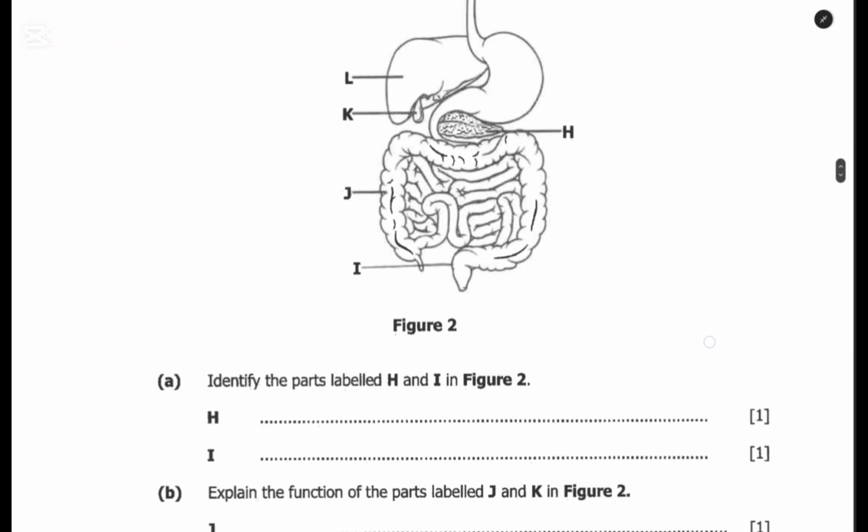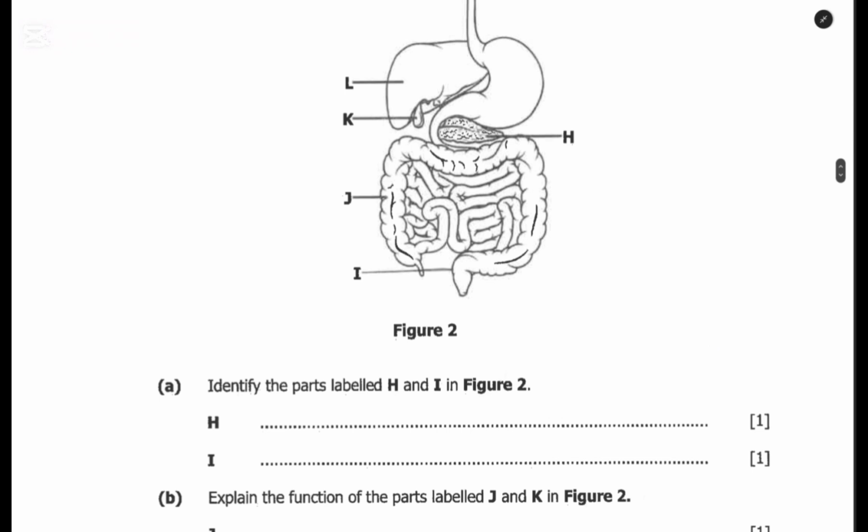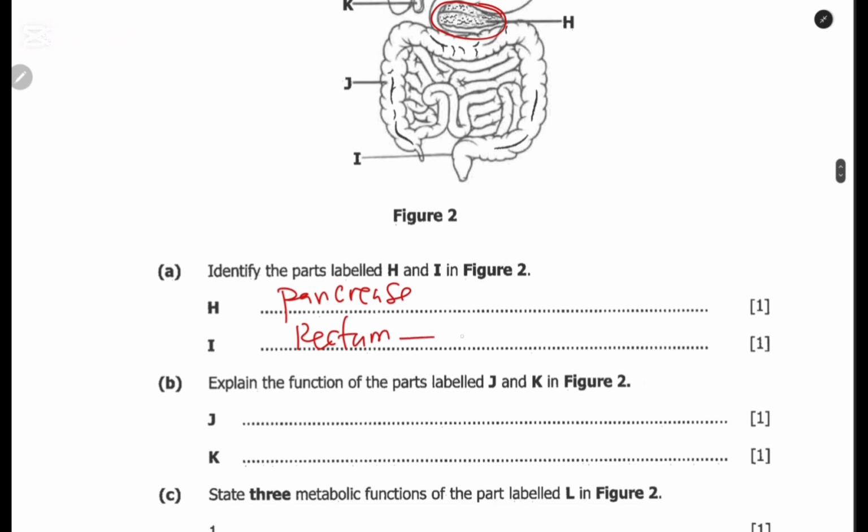So question A of this part: identify the parts labeled H and I. So the part labeled H, as you can see, it is the whole of this one, and that is the pancreas. Okay, that is the pancreas. And you should know what the pancreas does in relation to digestion. What is the role of the pancreas in digestion? That is a very important question that you need to know. Then what about I? I is the rectum. And you need to know the function also of the rectum.